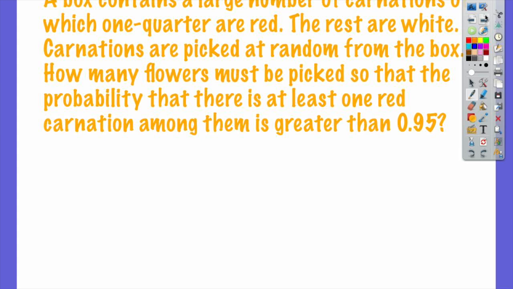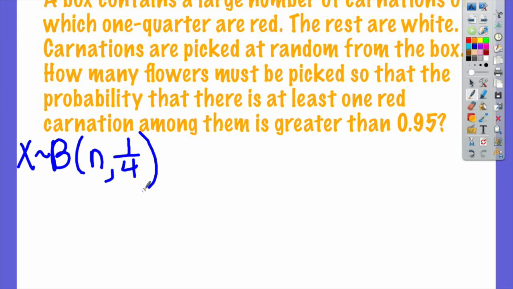Now, this one's different from the other ones because it doesn't give you a set amount, your fixed number. So when you look at your binomial distribution, it's n, comma, what? What's the probability of actually getting a red carnation? 1/4. So we're trying to figure out what n could possibly be. We know the probability that there's at least one red is greater than 0.95. The question is, what's on the other side?